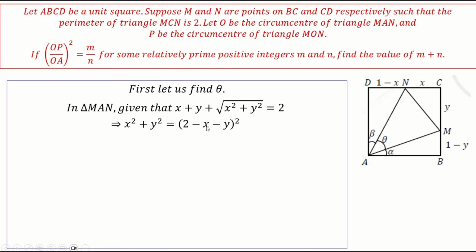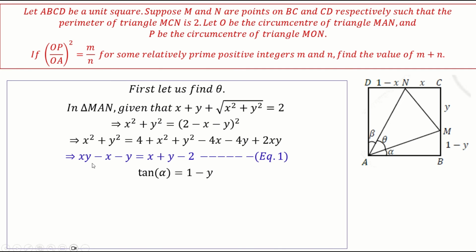So square root of x square plus y square equal to 2 minus x minus y. Basically I am keeping this side, x and y I am taking the other side, 2 minus x minus y, then squaring on both sides I will get x square plus y square equal to this. Remember this equation, this is important. Now expanding it, 4 plus x square plus y square minus 4x minus 4y plus 2xy. So xy equal to x plus y minus 2. This is one equation you remember.